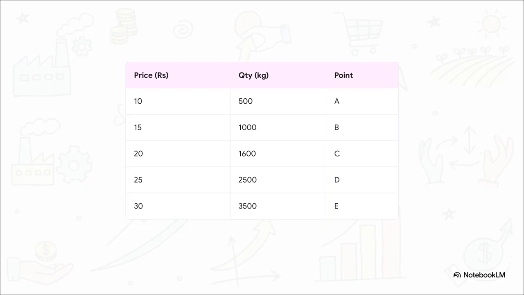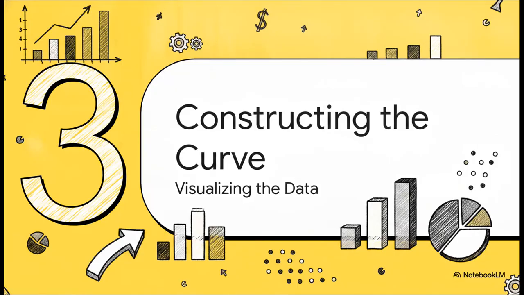Look at the price of good X on the left, climbing from 10 up to 15, 20, 25, and then 30 rupees. Now look at what happens right next to it. The weekly quantity they're actually willing to supply expands directly alongside that price, growing from a pretty modest 500 kilograms all the way up to 3,500 kilograms. And we've just mapped these specific rows to points A, B, C, D, and E so we can graph them out. Which brings us to our final step, Section 3, constructing the supply curve.